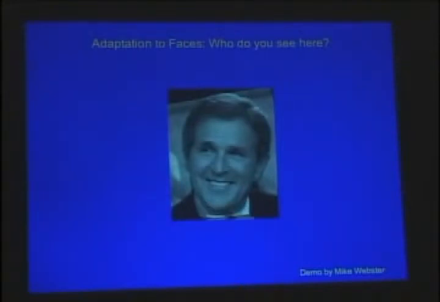Okay? So what do you see in here? What do you see? How many people see Carrie? And how many people see Bush? Okay. So now, let's look at this. How many people see Carrie? Nobody, right? Okay, this is Bush.